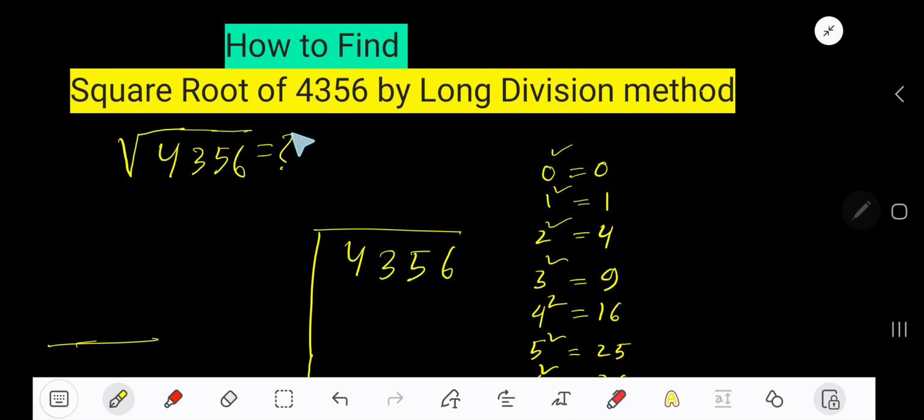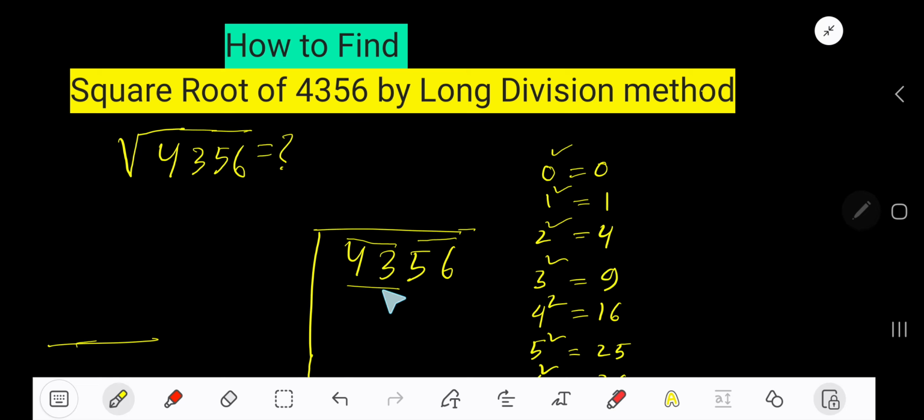How to find square root of 4356 by long division method. You need to first make pair from right hand side to left hand side. This is your first pair, this is your second pair. Now work from pair this side.